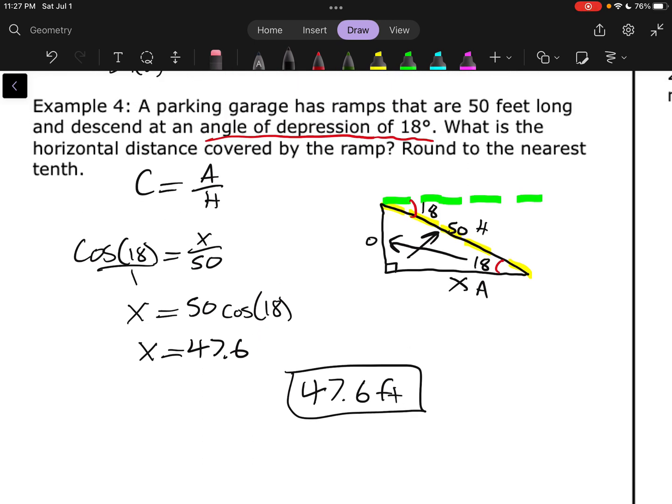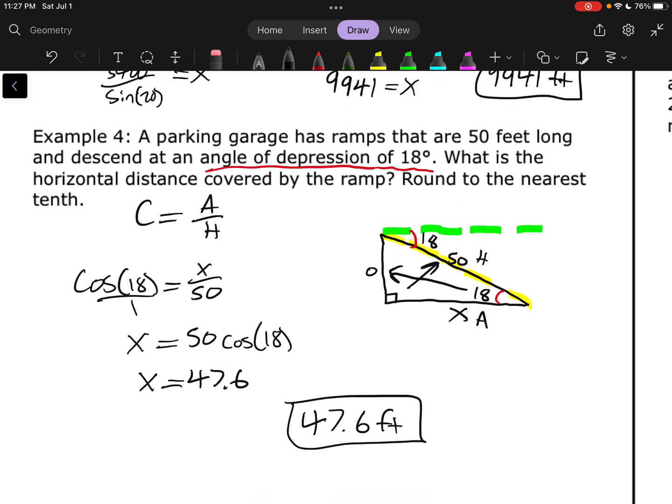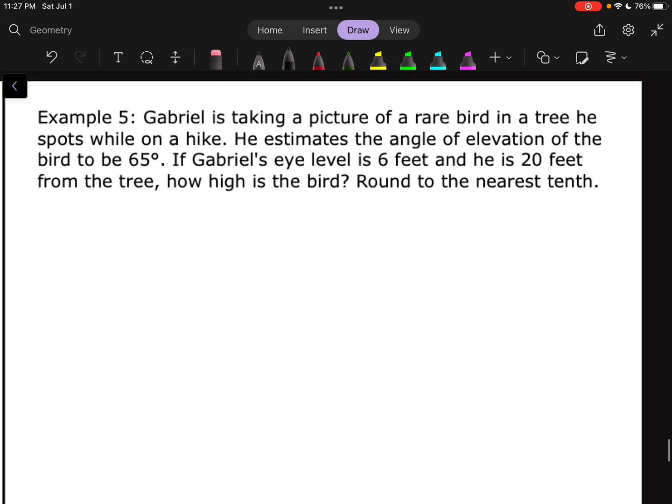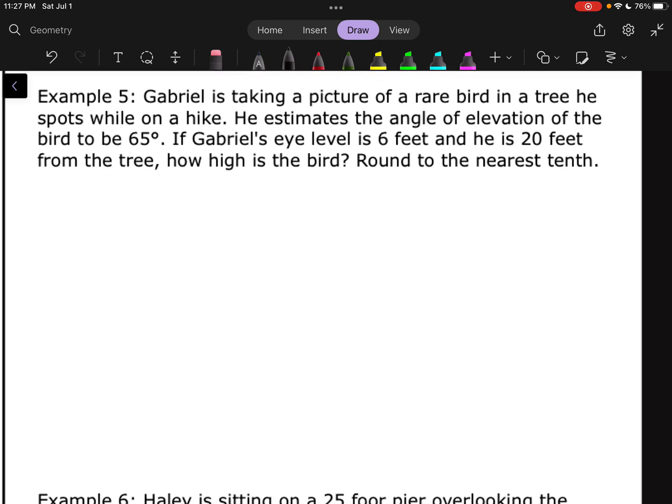Okay, so we've done a few here. These next ones are going to be a little bit trickier because we have to take into consideration a few extra things. So let's see what's going on here. It says Gabriel is taking a picture of a rare bird in a tree he spots while on a hike. He estimates the angle of elevation of the bird to be 65 degrees. If his eye level is 6 feet and he is 20 feet from the tree, how high is the bird?